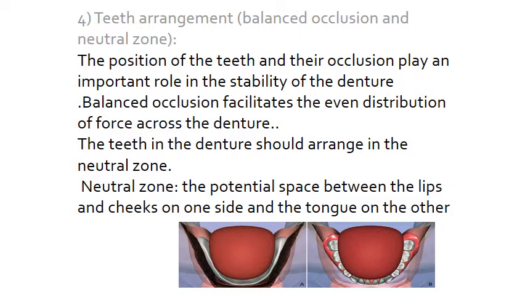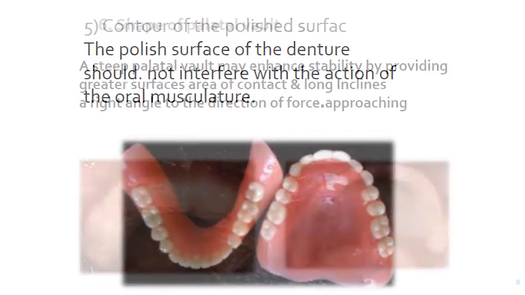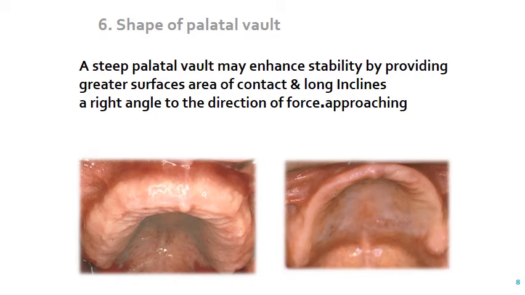This means that if we set the teeth in the neutral zone area, the force applied from the outside by the lip and cheek muscles will be equalized by the force from the lingual side from the tongue. The contour of the polished surface of the denture should not interfere with the actions of the oral musculature. And the shape of the vault, a steep palatal vault may enhance stability by providing greater surface area of contact and long inclines at right angles to the directions of force.